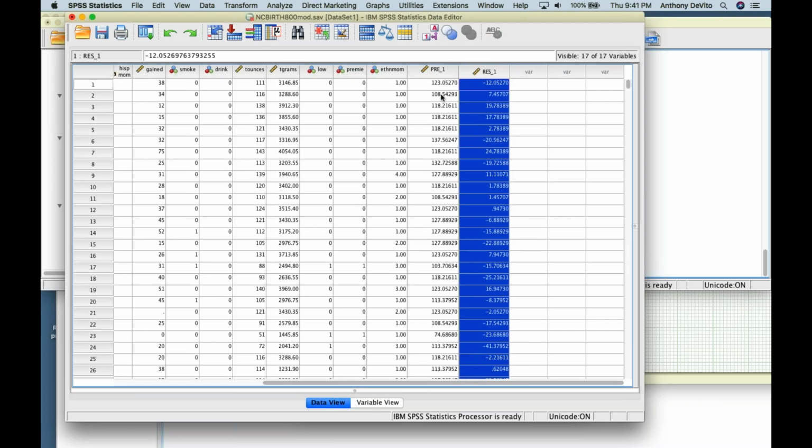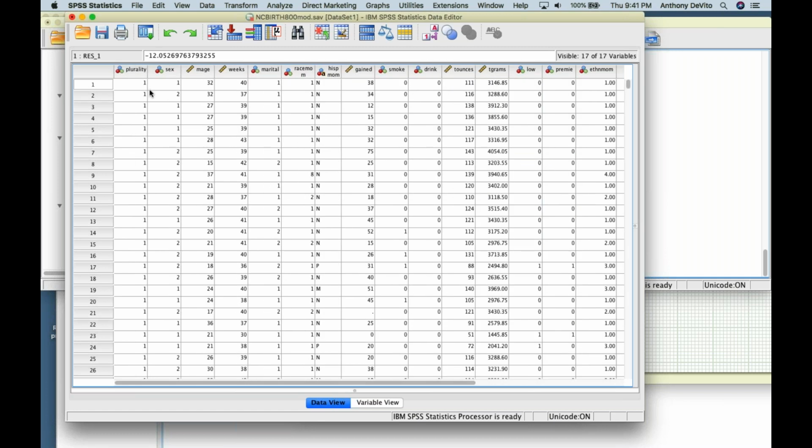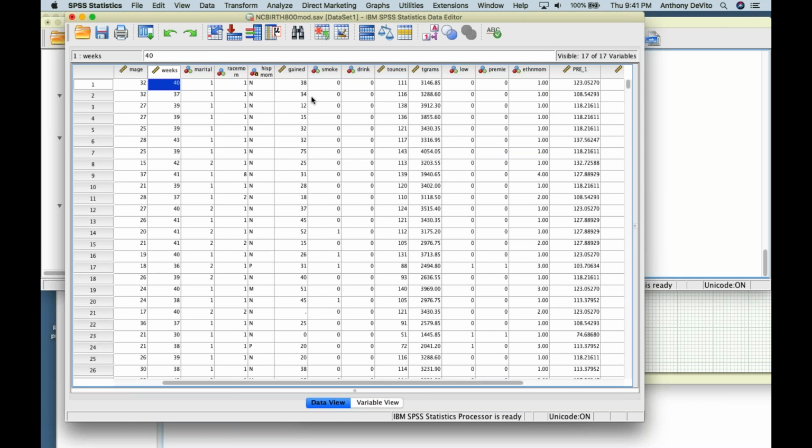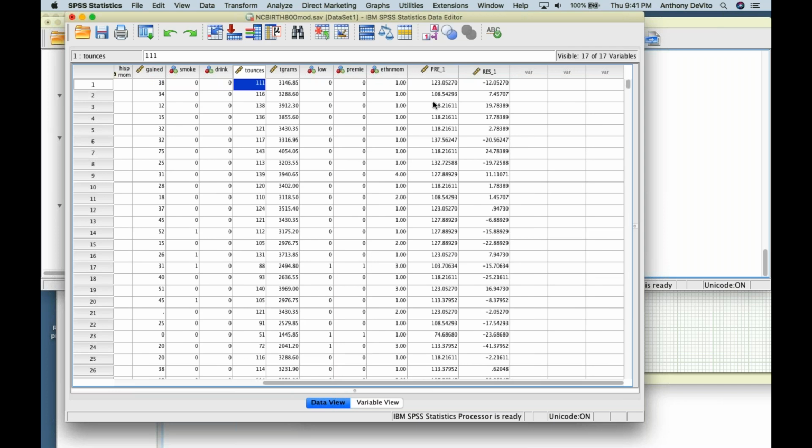Well, what is this? This is if we applied the formula to subject number one. Let's see what subject number one was. Subject number one was 40 weeks of gestation, and the weight of the infant was 111 ounces. Okay, well, based on 40 weeks, our formula would have predicted that the weight would have been 123 ounces. So it was short by 12.